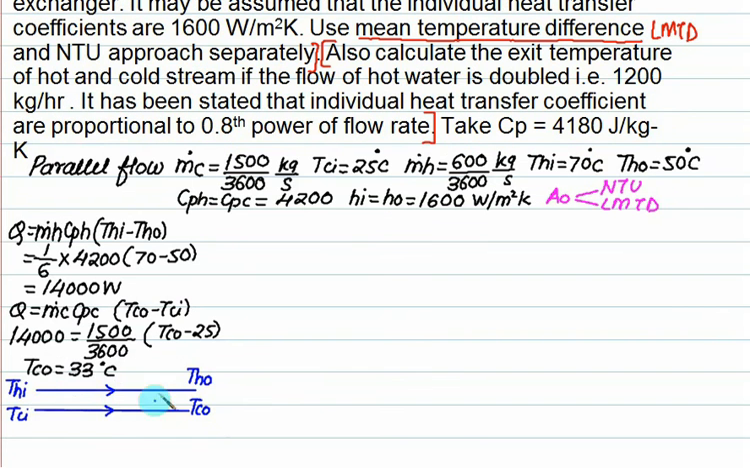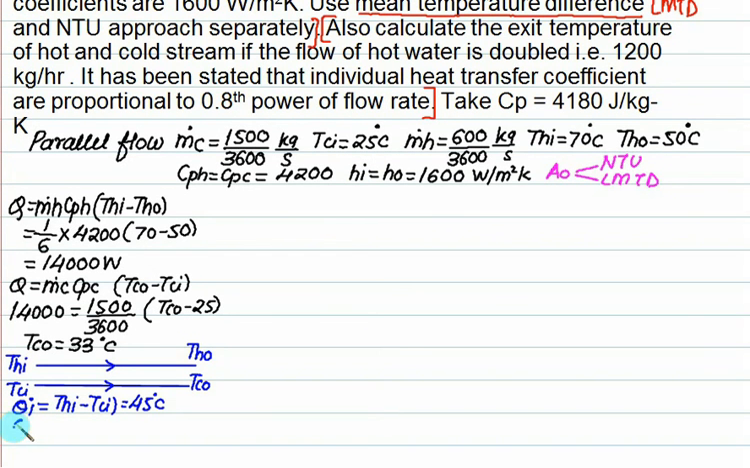With this arrangement, we can calculate theta I equals THI minus TCI, which is 70 minus 25. Similarly, we can calculate theta O as THO minus TCO. THO is 50 minus 33, which is 17.